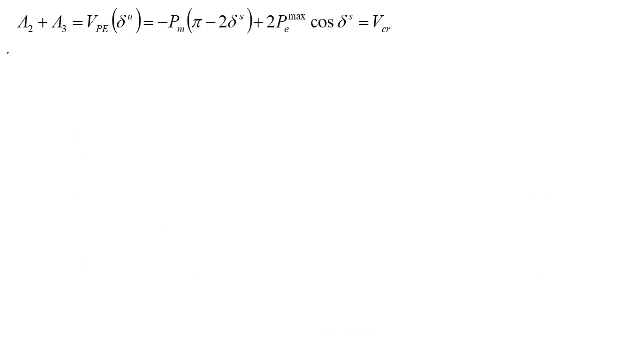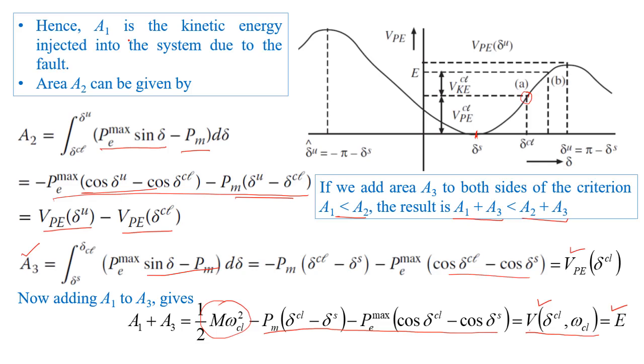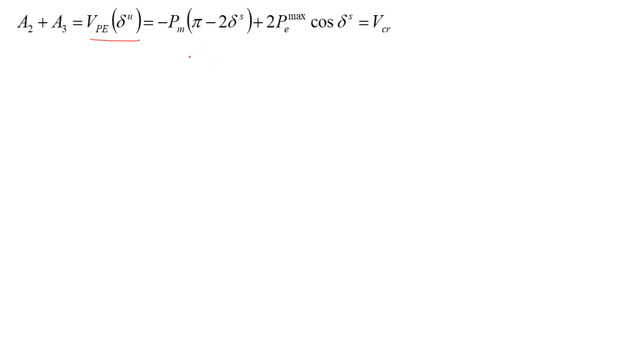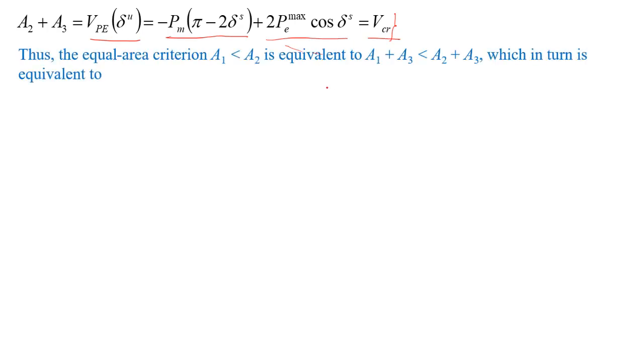And if we now evaluate A2 plus A3, that is equal to V of delta U, right? If we add A2 and A3, then obviously the potential energy at delta CL will cancel out, only V of delta U will remain. So this is nothing but minus PM into pi minus 2 delta S plus 2 Pmax cos delta S. That is nothing but VCR, the critical energy of the system.